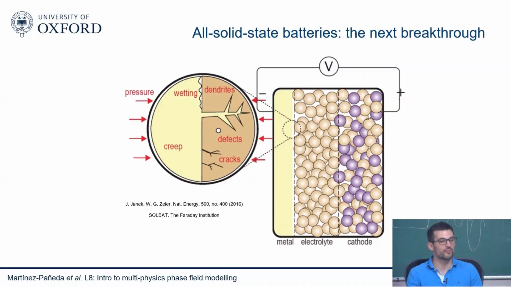But it's also good news from a performance point of view, because if you are able to replace the liquid electrolyte by a solid electrolyte, then you can use lithium metal as the anode. Lithium metal as anode becomes unstable.